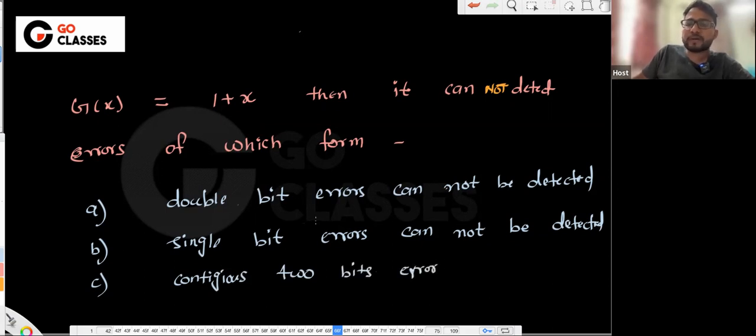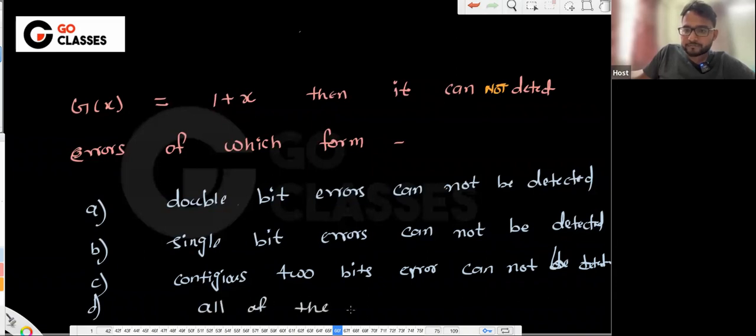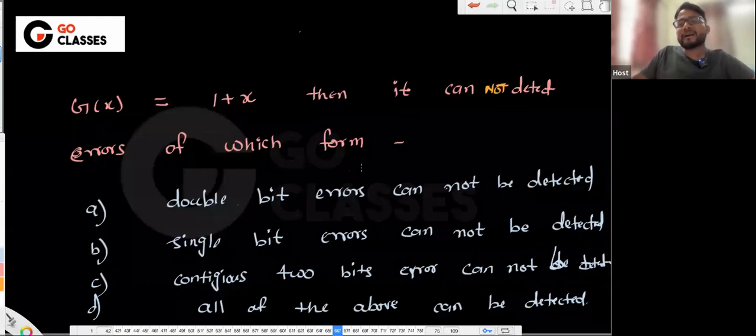See what is the difference from double bit? Double bit means any 2 random bits. Contiguous 2 bits means contiguous bits, like if the 5th position then the 6th position, right? Continuous 2 bits error cannot be detected. And the last option, let's suppose all of the above can be detected. What do you think? Can it detect double bit errors? It is saying double bit error cannot be detected.